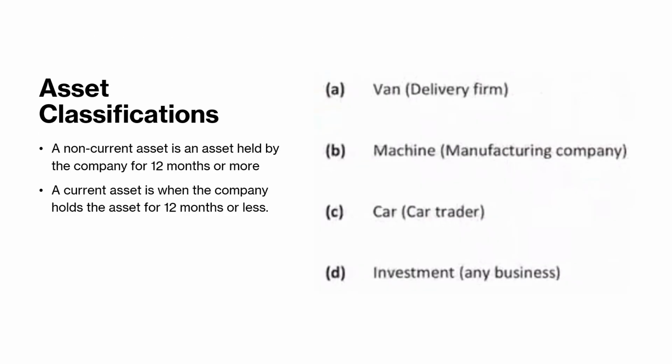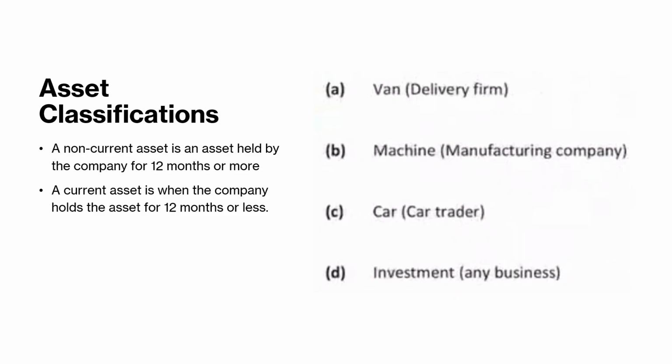Okay, next. Asset classifications. A non-current asset is an asset held by the company for 12 months or more. On the other hand, a current asset is when the company holds the assets for 12 months or less. Now, you can pause the video. On the right hand side you can see all you have to do is classify what a van will be, what a machine is, what a car is, and what an investment are, if they're current or non-current assets. You can pause this video, attempt it.